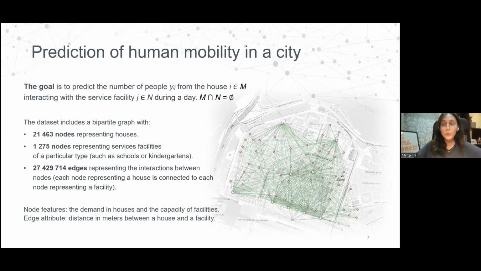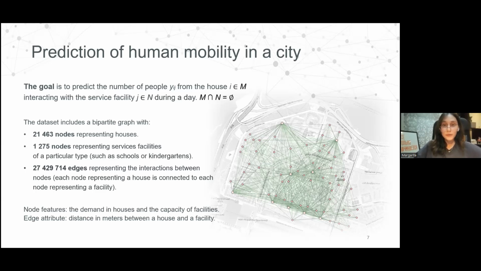Considering that we know the demand accumulated in each residential building and the capacity of each facility, also the distances between all of them, and observed actual interactions, but only for one part of a city. And for the rest of the parts, we have to predict it. This is basically an inductive problem and an edge prediction task.